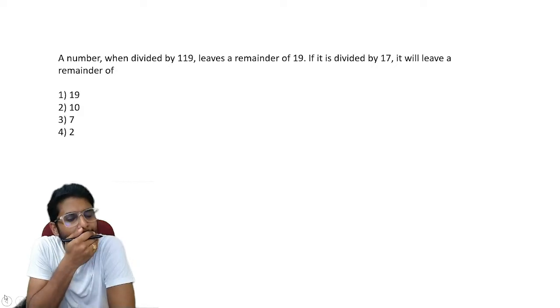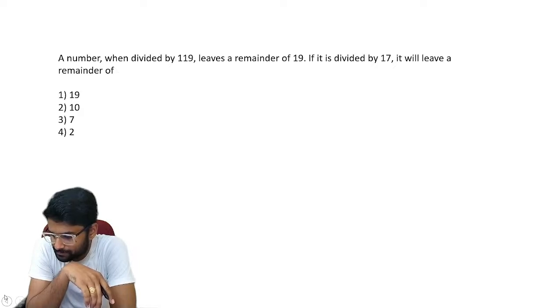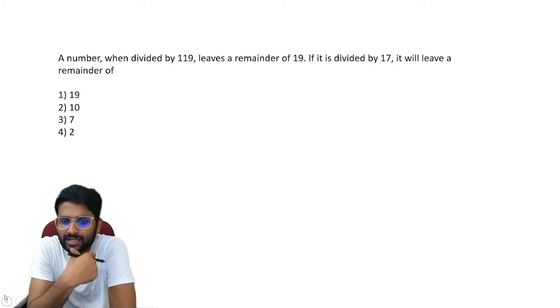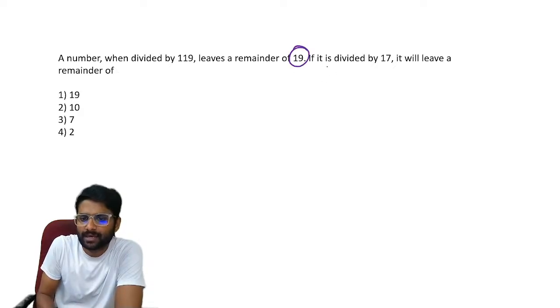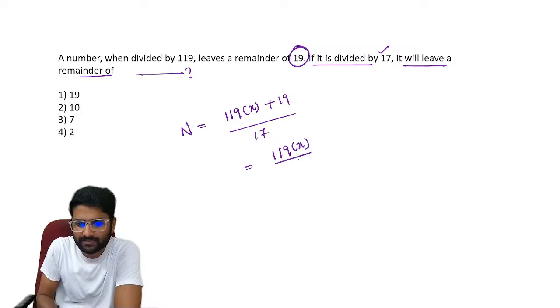Next, try this question. Now see, a number when divided by 119 leaves a remainder of 19. If it is divided by 17, it will leave a remainder of what? Now see again, here the number is divided by 119, quotient is x, remainder is 19. When the same number is divided by 17, we have 119x divided by 17, and 19 by 17.